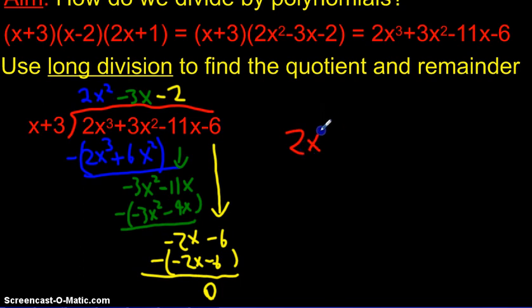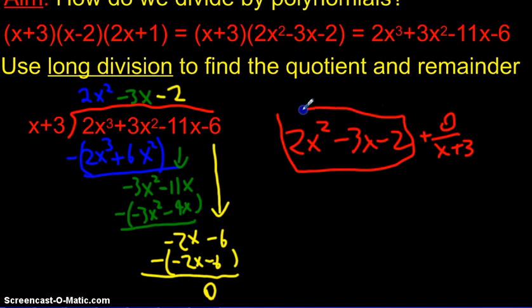2x squared minus 3x minus 2 plus 0 over x plus 3. Do we need to write this? No. This would be fine as our answer. Why did I write this? Because when it does have a remainder, you would write this. So I want you to get used to seeing what your answers should look like earlier. Alright? So let's look at a numerical example that actually leads to a remainder and see how you represent that.